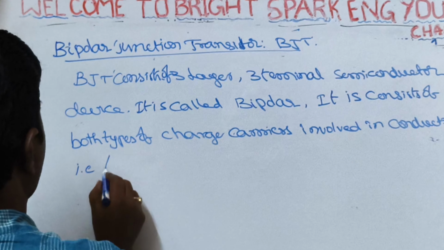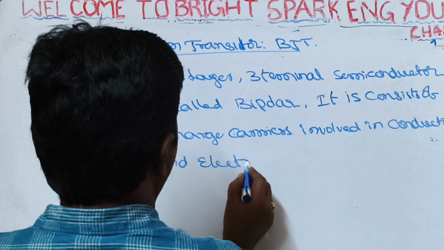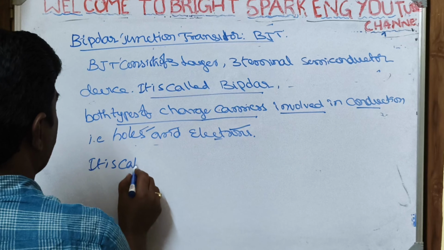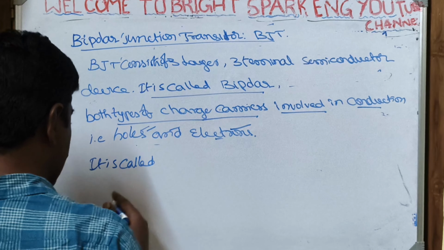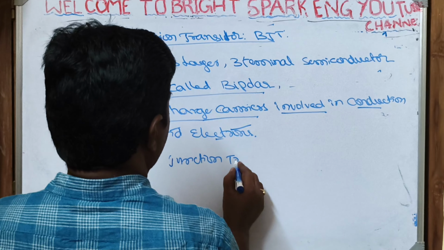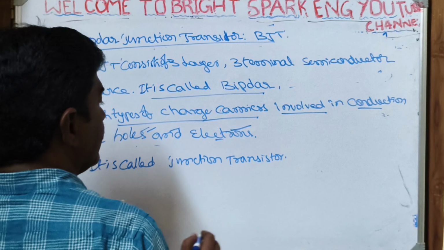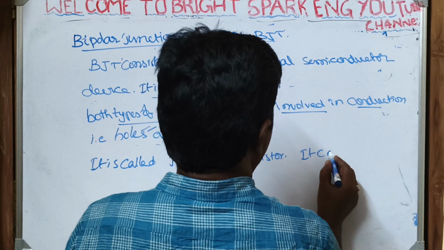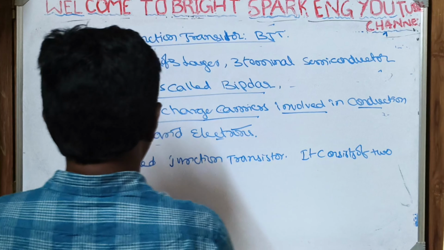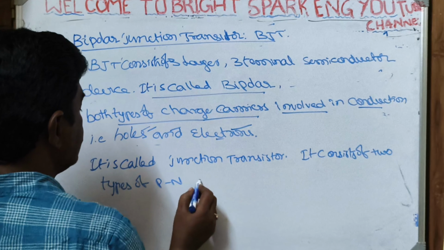that is holes and electrons. So it is called junction transistor. Junction transistor, because it consists of two types of PN junctions.